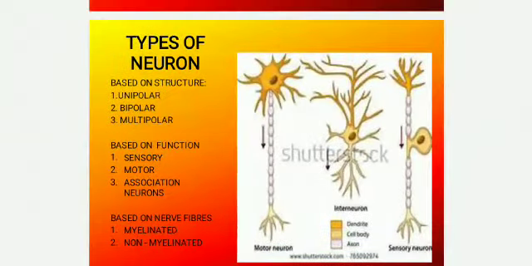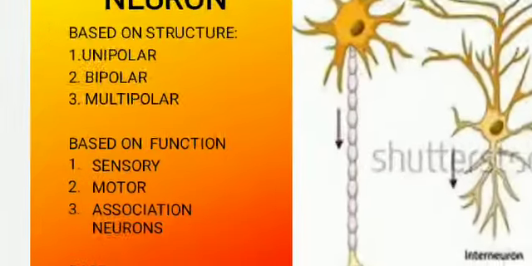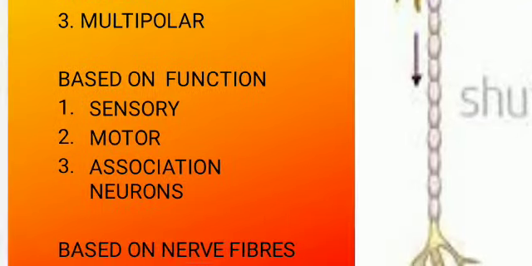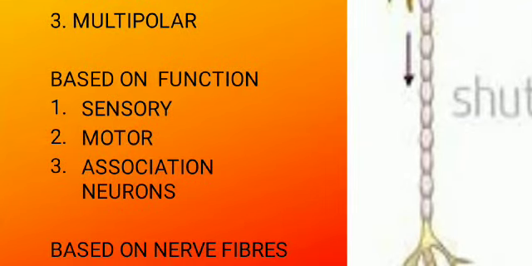But the bipolar neurons are present in the retina of the eye and sometimes in the olfactory epithelium of the nasal chambers also. The multipolar neuron is where the cyton gives rise to many dendrons and axons. So based on the structure, we have three types, that is unipolar, bipolar and multipolar. And based on the function, we have sensory, motor and association neurons.